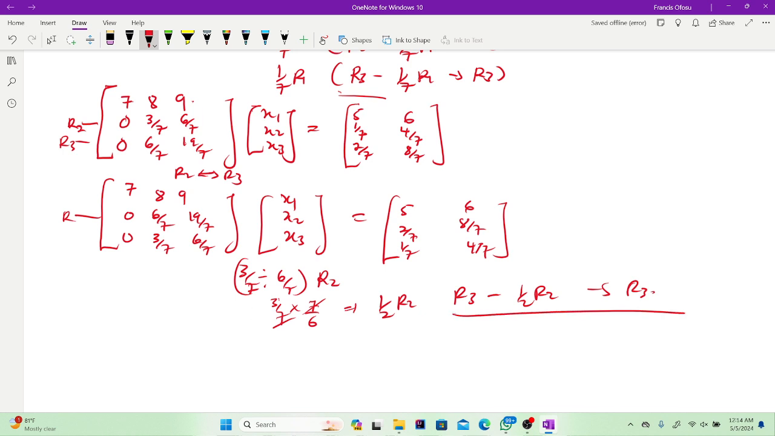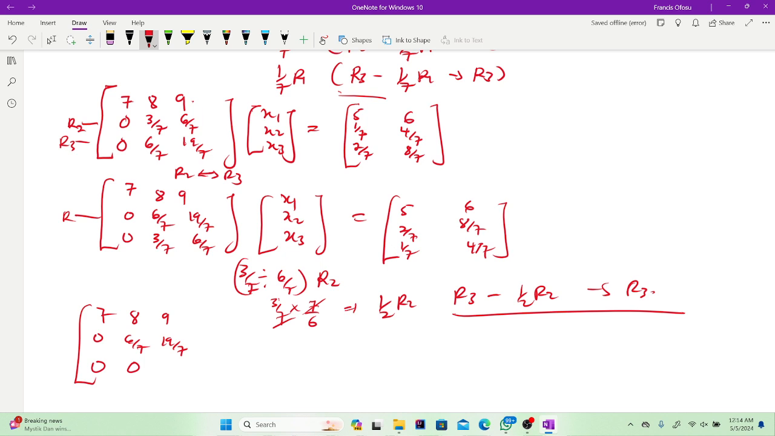row operation. So writing my matrix back, 7, 8, 9, right? 0, 6 on 7, 19 on 7, 0. Then now I'm going to get this one to be 0, obviously. Then I'll have 6 on 7.